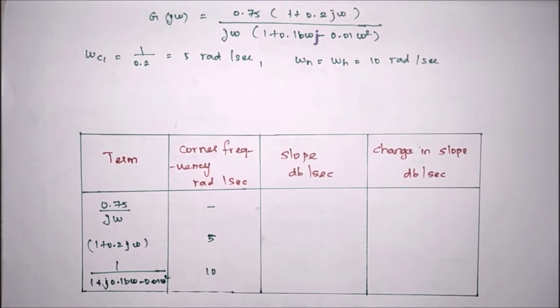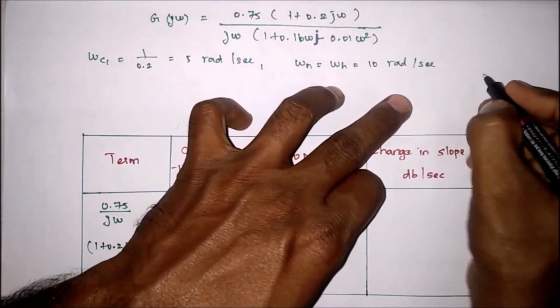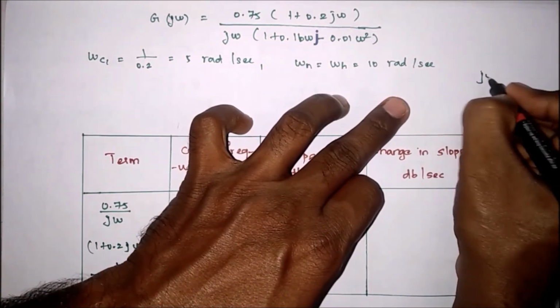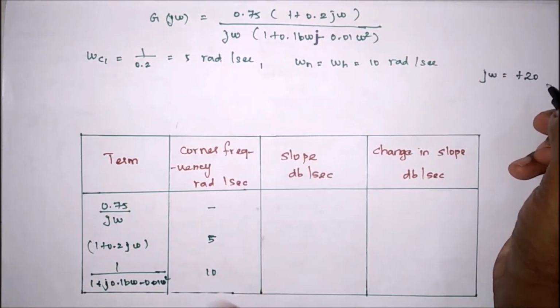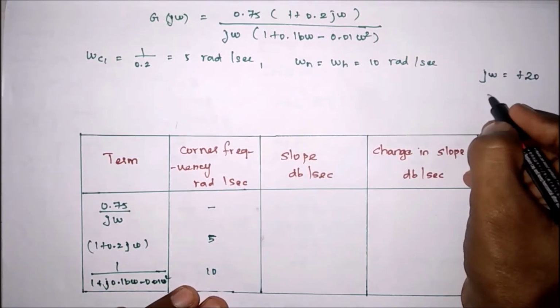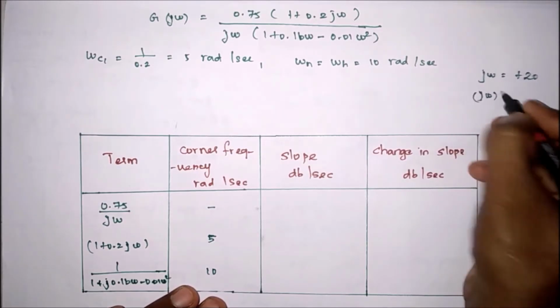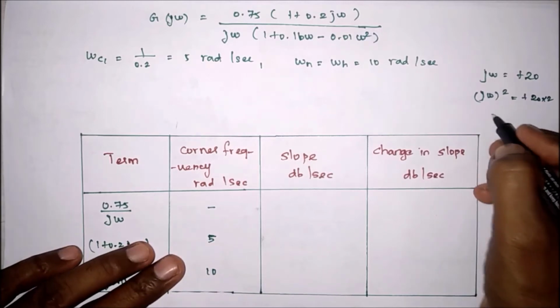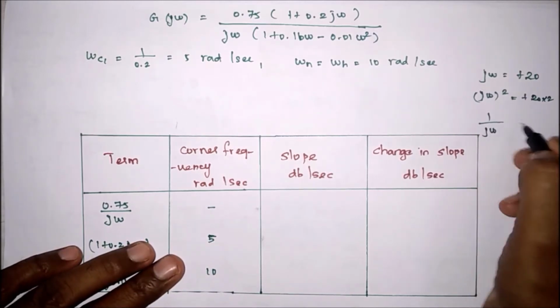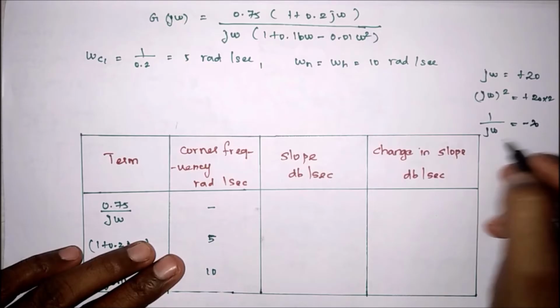So now what do we have to do? We already know that for jω we use plus 20 decibel per decade as the slope. If it is (jω)^2, we multiply this plus 20 by 2. If it is 1/jω, then we use minus 20.